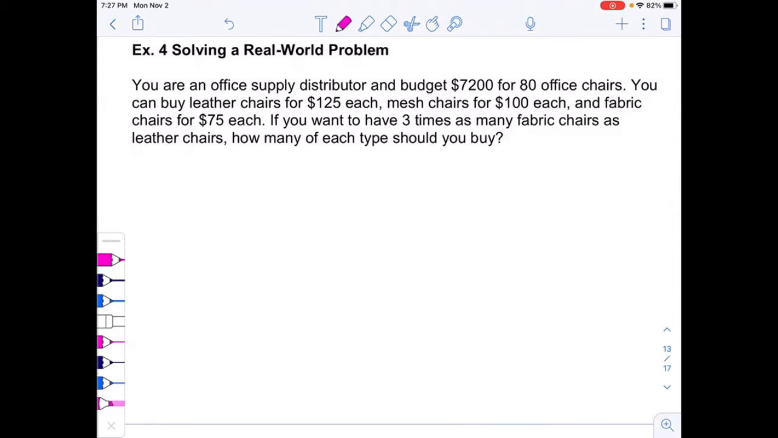All right, we have 3 types of chairs, which means we need 3 variables, and anytime you have a word problem, always define your variables first. I like to stick with X, Y, and Z. First type of chair they tell us that we have is leather, so I'm going to use X for leather. The next type of chair we have is mesh, so I'm going to use Y for mesh. And we have fabric chairs, so we're going to use Z for the fabric.